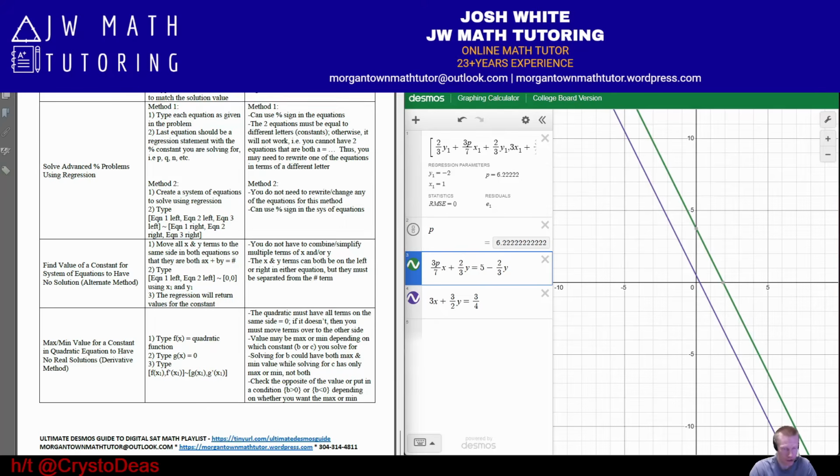Okay, couple things to mention. Basically, what you're going to have to do is you're going to have to type the quadratic function in as a function, just f of x equals, you can say, and then also do a g of x equals 0 for the second function.